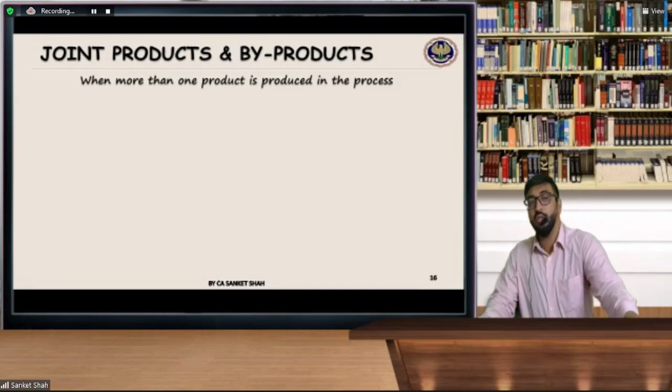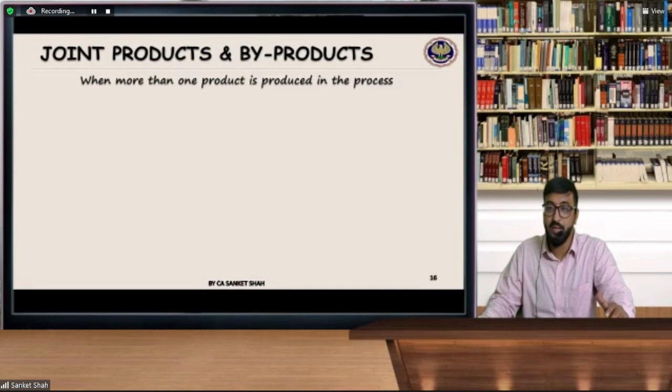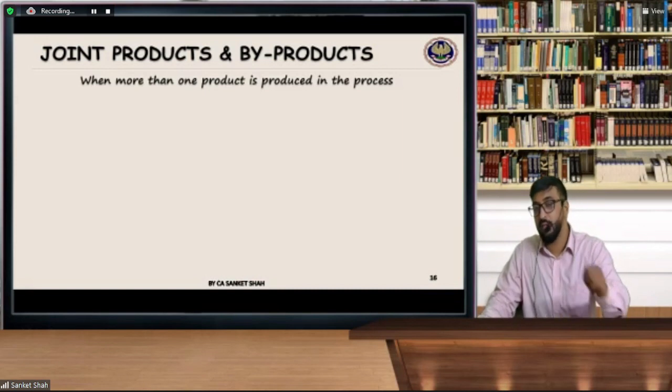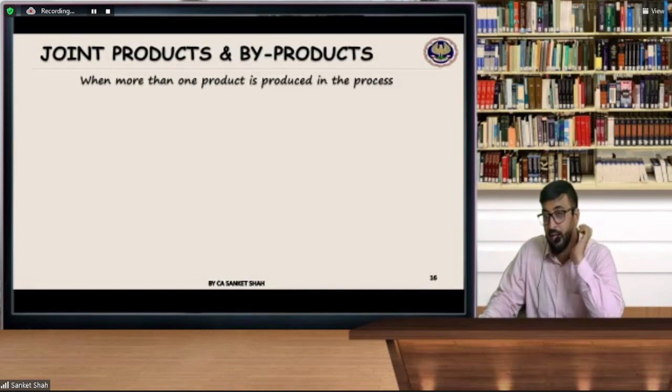So what are joint cost? Basically there are how many methods? Yes, can you tell me how many methods to split the joint cost? Yes beta, how many methods are there?